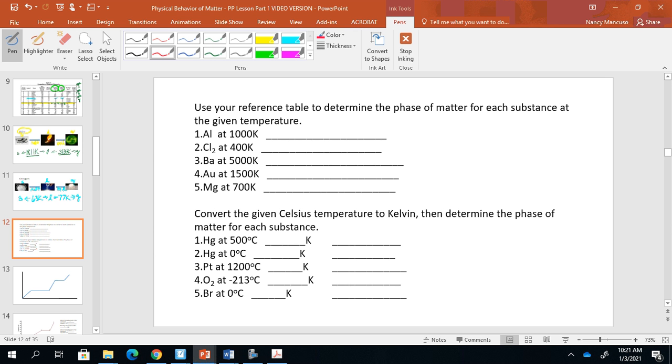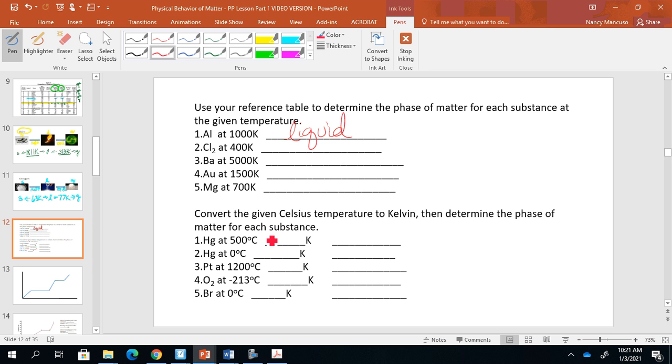Well, we're over 933, so it's not a solid anymore. Now it's a liquid. It doesn't boil until 2,792. So that means I'm between the melting point and the boiling point. So that means that I have a liquid. So you're going to go ahead and do that for these other four. So you can pause me right now.